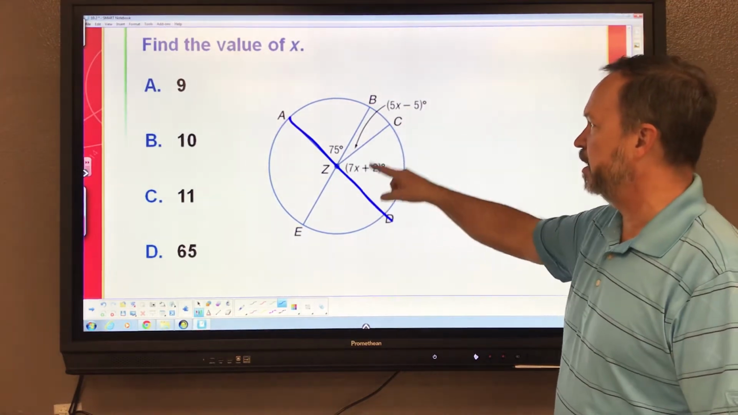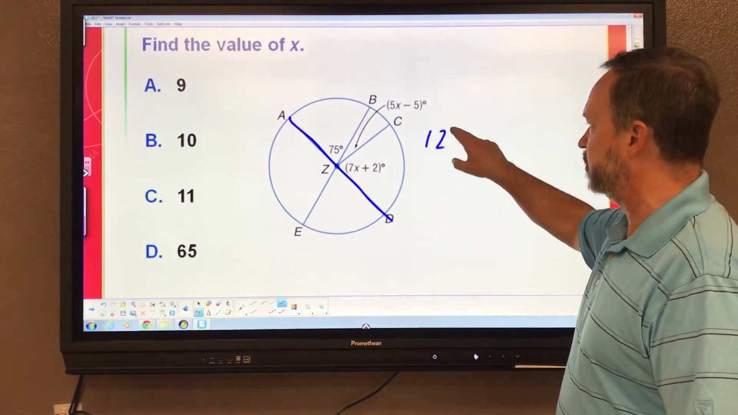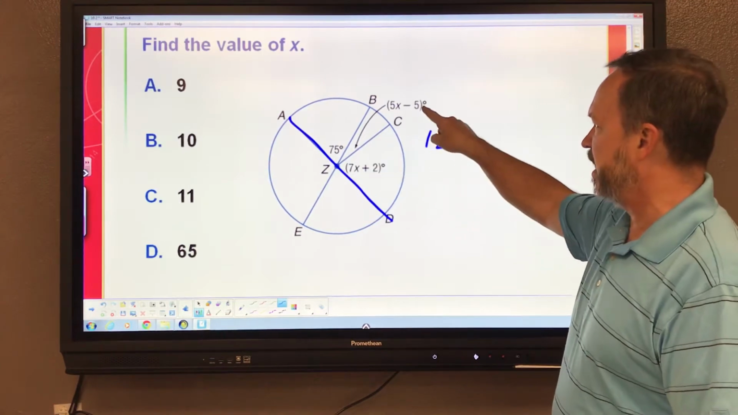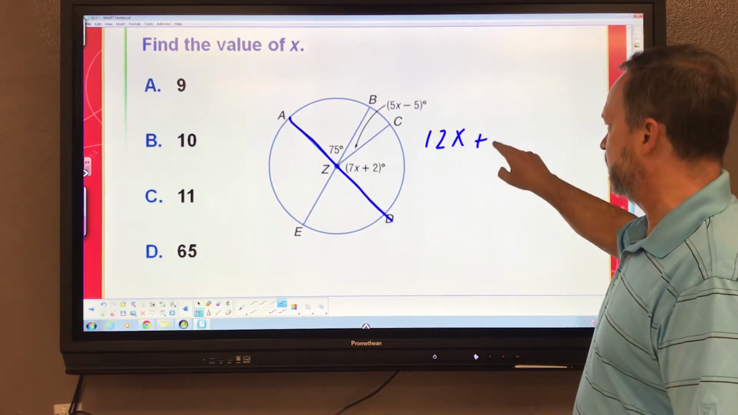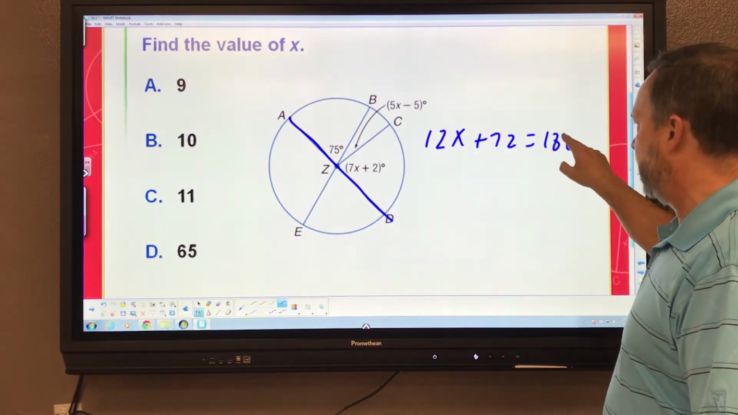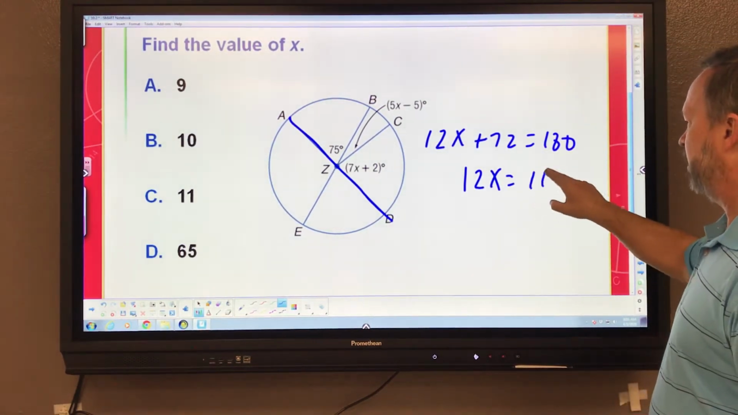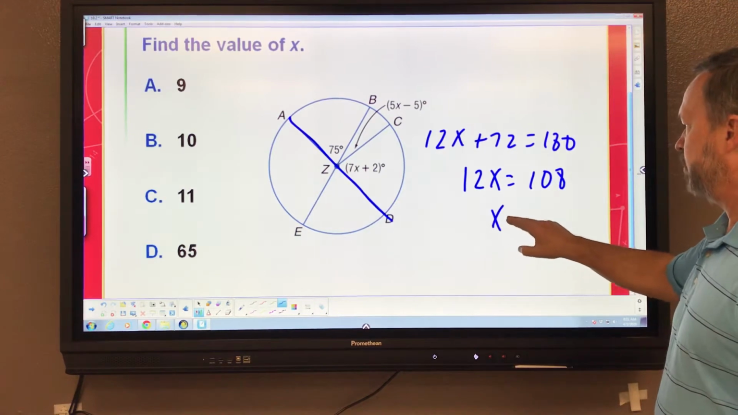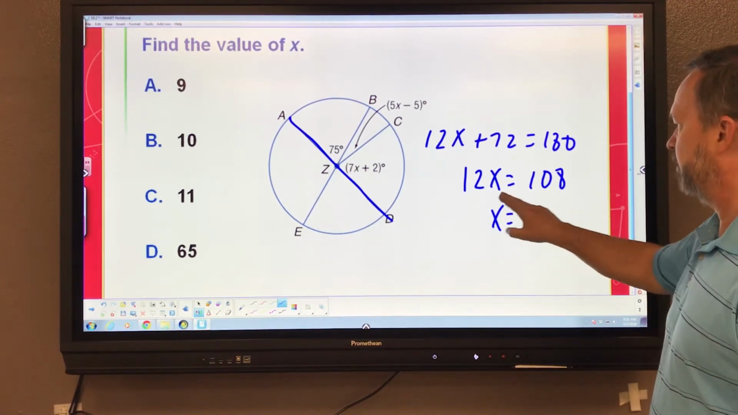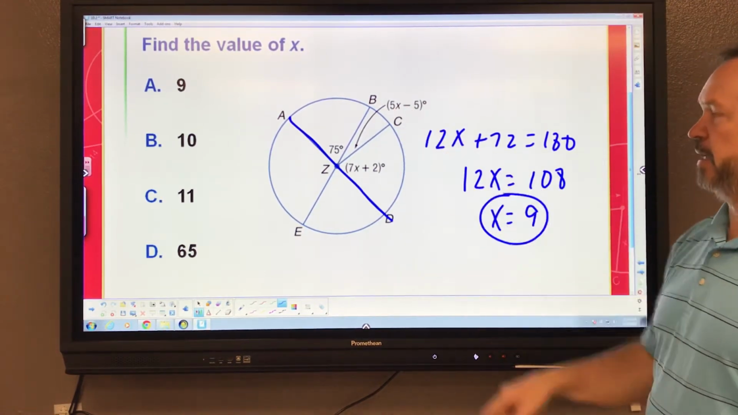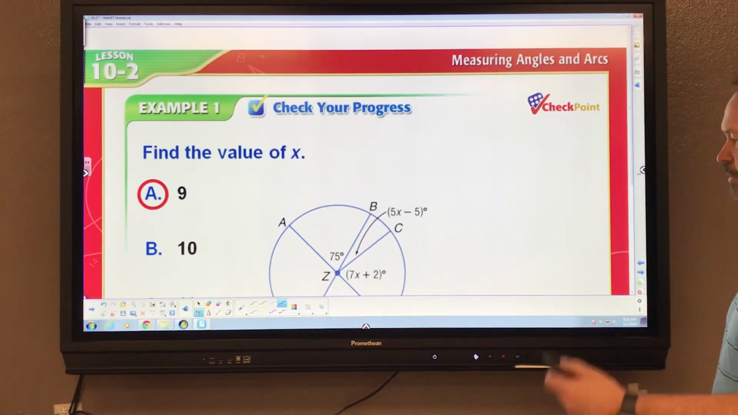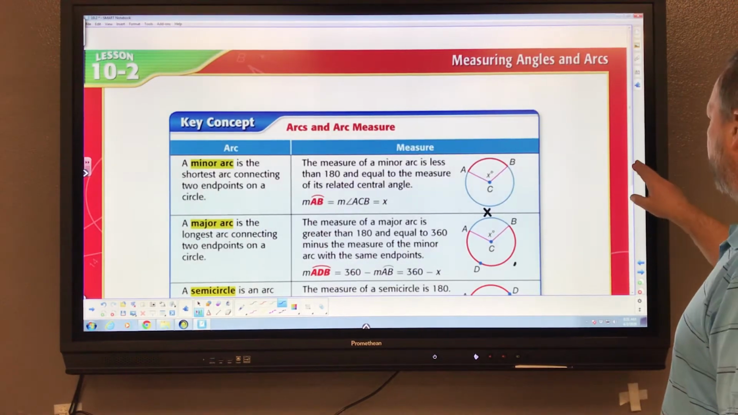One of them is not. But we'll be able to say that 12x and then the 75 would be 70 plus 72 is equal to 180. So 12x is equal to 108, I believe. So x is equal to 9, which is answer A. Again, we could have checked and so on. So this is how that's working.